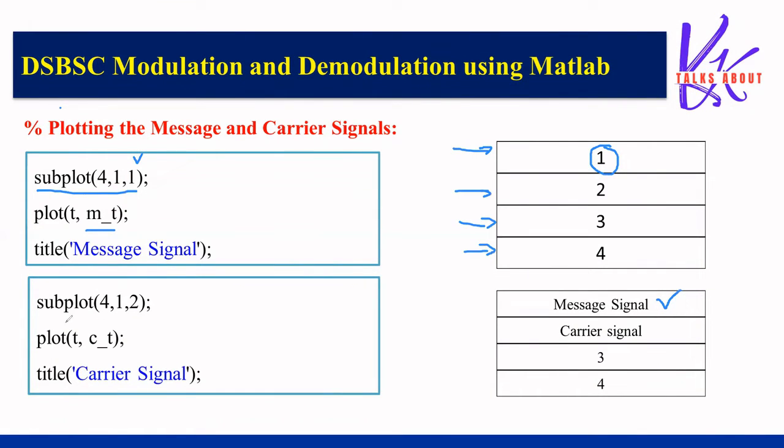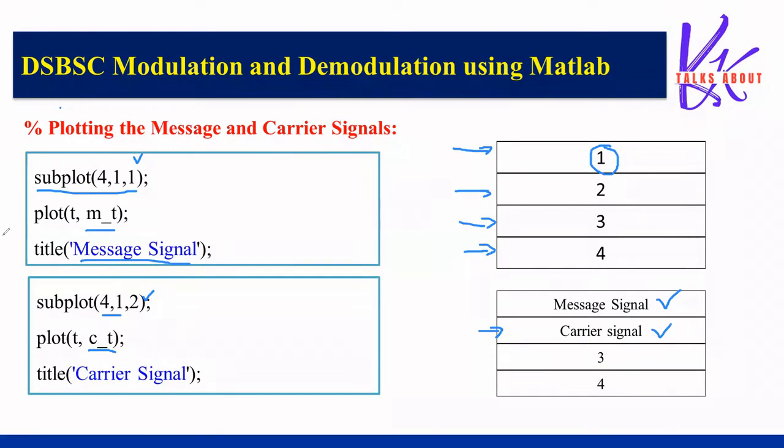Later on, subplot 4 comma 1 comma 2. What I am plotting here is the carrier signal c(t), or c. The title will be displayed along with your signal if you are using the function title. So 4 comma 1 comma 2 represents the second row in the 4 by 1 matrix. There I am plotting my carrier signal.